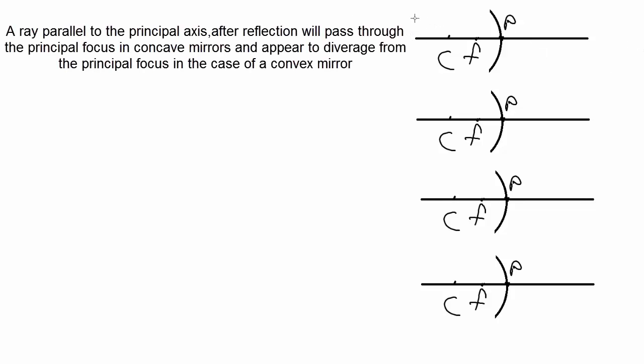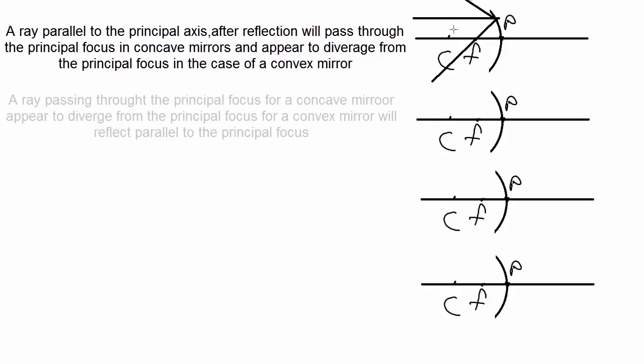Alright, so the first law states that a ray parallel to the principal axis, the reflected ray will pass through the principal focus, that is basically F, or in the case of a convex mirror, it will appear to diverge from the principal focus. So if it's a convex mirror, basically you would end up with something like this. It goes upwards and you have your dot, and let's say, assuming this particular part is F. Okay, so anyways, that's the first law.